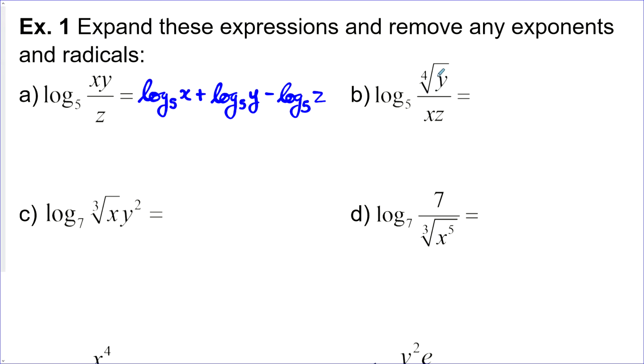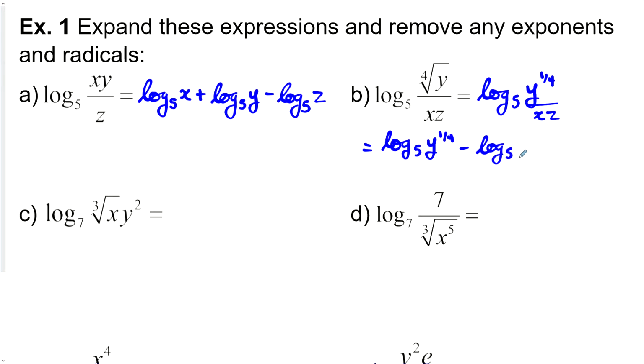First, we will remove the radical. So we could rewrite this as log base 5 of y to the power of 1/4, because the index of the radical becomes the denominator of the exponent, divided by x z. Now we'll expand this out. First one would be log base 5 of y to the power of 1/4. We're dividing by x, so that would be minus log base 5 of x. And we're dividing by z, so that would be minus as well, log base 5 of z.